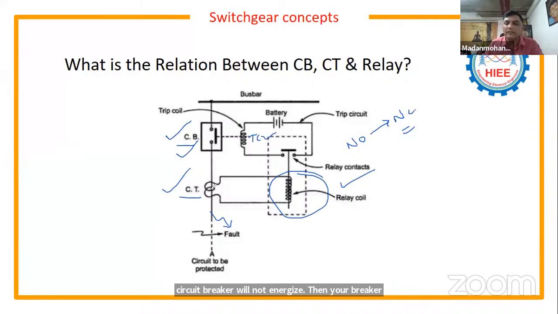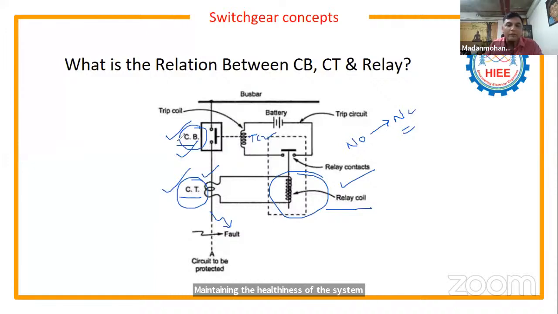Obviously, the faulty section will not be isolated from the healthy section. So here, my point is that the selection of these components, the selection of circuit breaker, CT, PT, and relay, plays a vital role in maintaining the healthiness of the system.